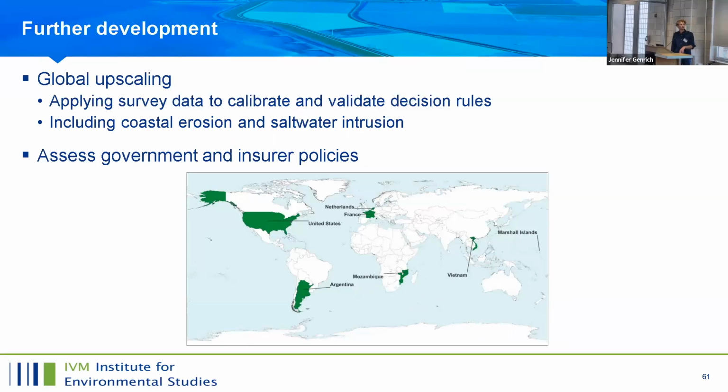And we also will work on, next to coastal flooding and coastal erosion, saltwater intrusion as well, since especially in delta areas, this may also influence people's ability to make a living there from agriculture. And ultimately, we aim to also assess different governmental and insurer policies in these model runs by defining the conditions of the behavior of the agents and governments.